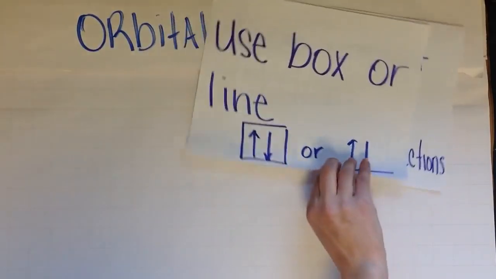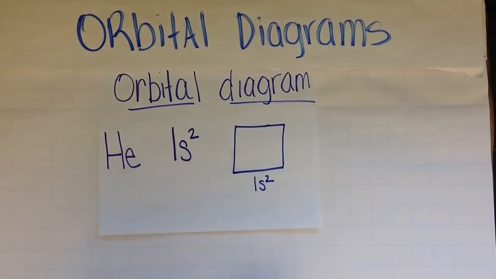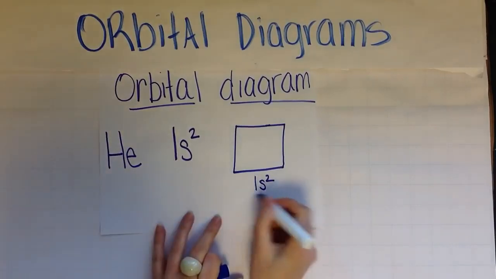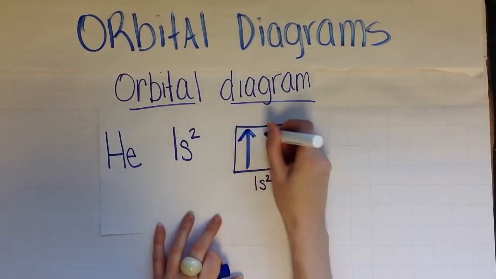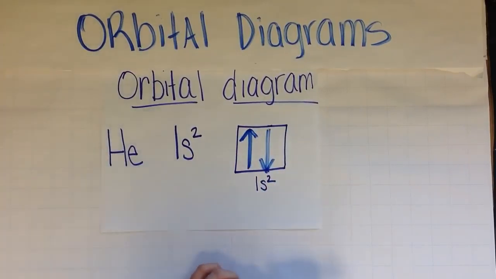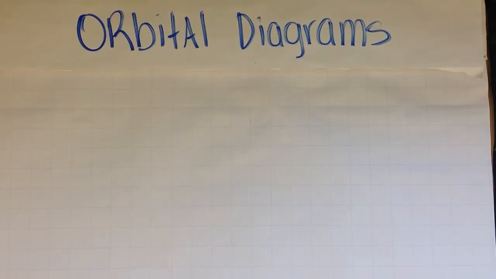Okay, let's look at another example. Here is helium. Here's its electron configuration, 1s2. Since I only have a 1s, then these 2 electrons are going to fill in. I've got one going up and one spinning down. It's as simple as that. Okay? Let's do a few more that involve a little bit more than just the s orbital.